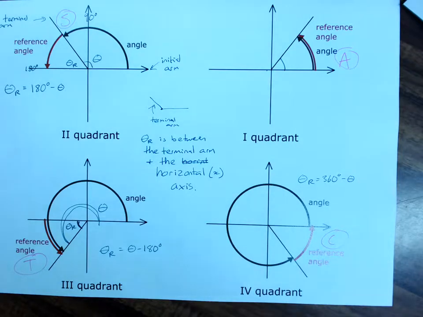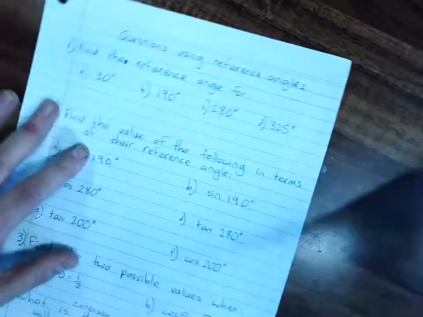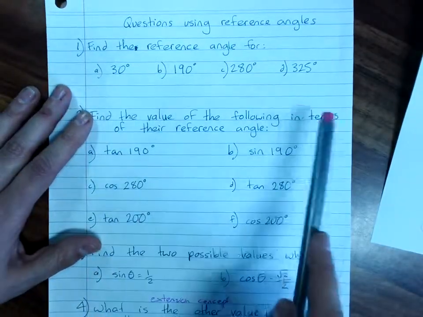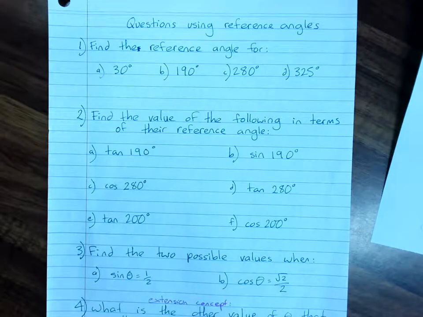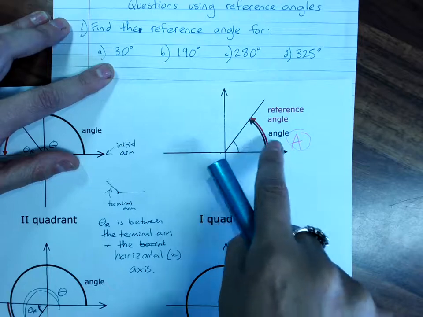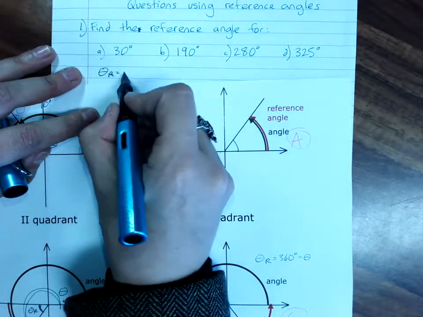Here's the questions that we might end up having to answer. Find the reference angle for these angles. Now this is just asking me for the reference angle. 30 degrees, first quadrant, the reference angle is just the same as the angle.